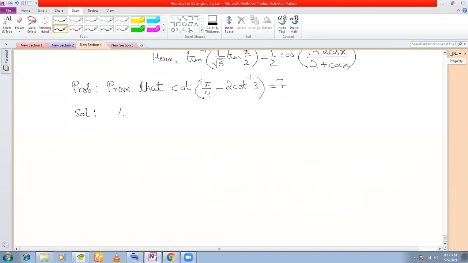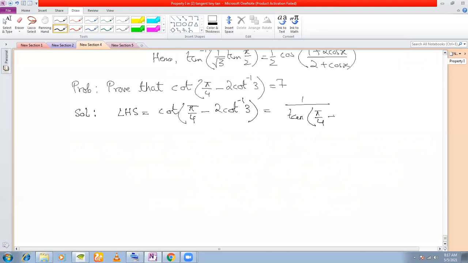We'll start with the left hand side. Cot of pi by 4 minus 2 cot inverse 3. First, we'll change this cot to a tan. If we change cot to a tan, it will simply become 1 by tan, isn't it?